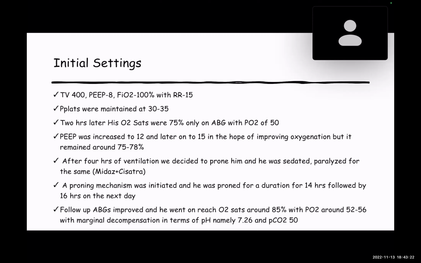So the proning was initiated and he was prone for a duration of 14 hours, followed by 16 hours on the next day. His follow-up ABG improved and he went on to reach O2 sats around 85% with PO2 of around 52 to 56, with a marginal decompensation in terms of pH, namely 7.26 and PCO2 of 50.